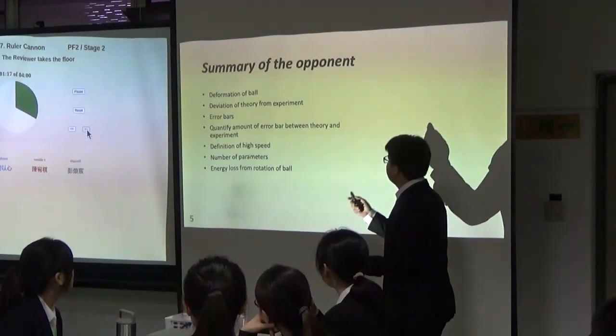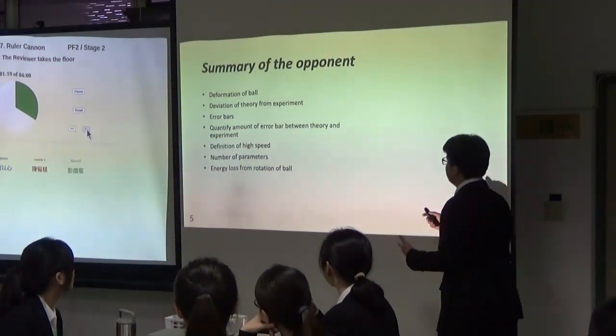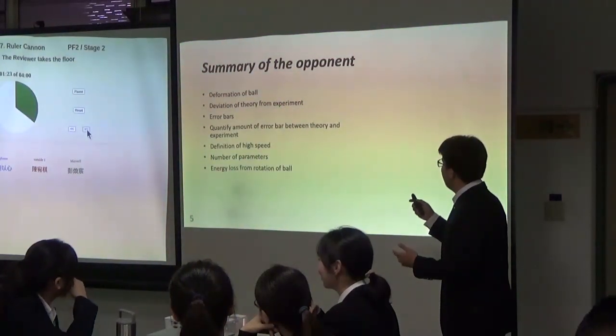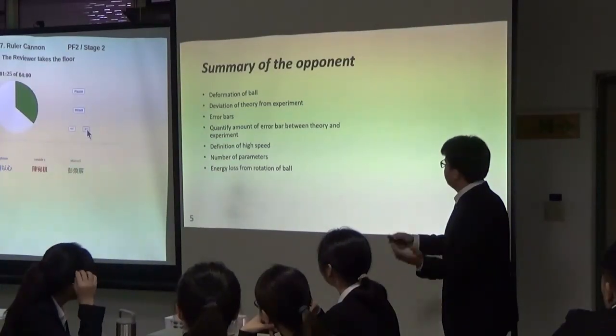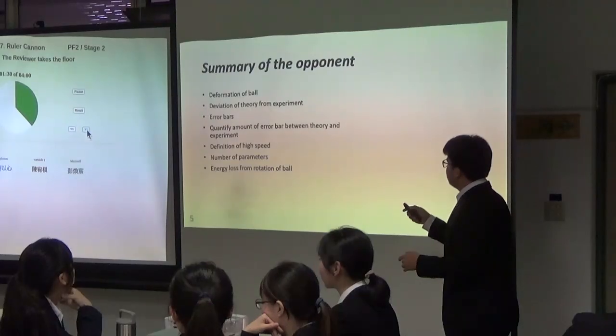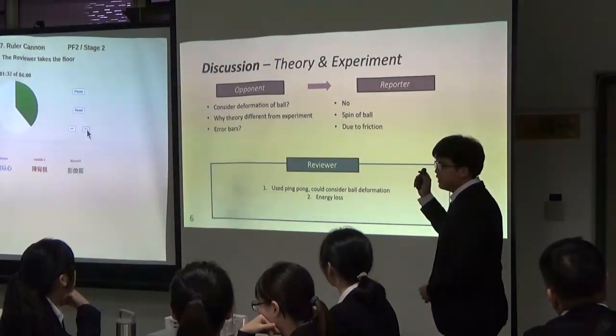The opponent focused on the deformation of the ball and the deviation of theory from experiments, the error bars and the quantified amount of error between theory and experiment, the definition of high speed, the number of parameters, and the energy loss from the vehicle. And next is the discussion.